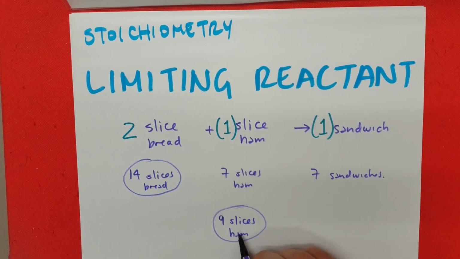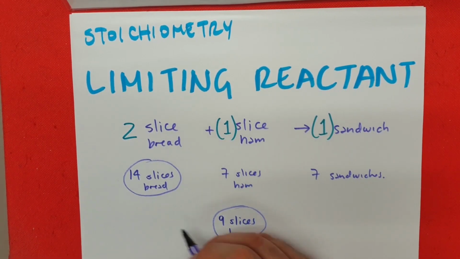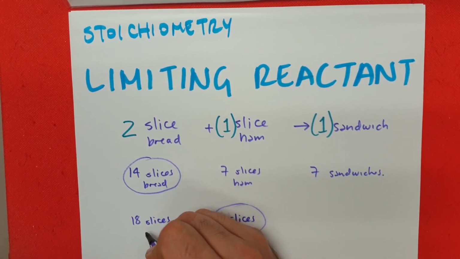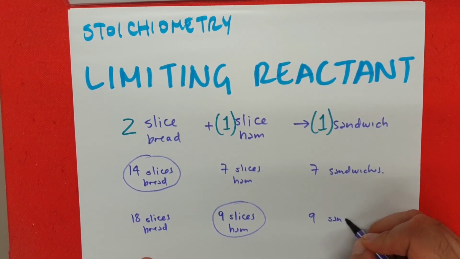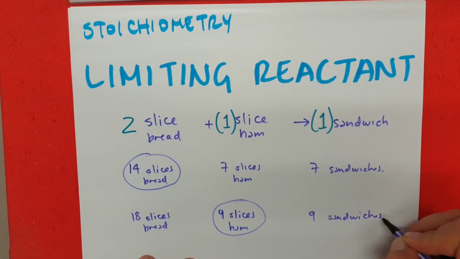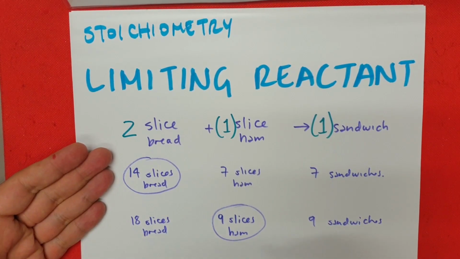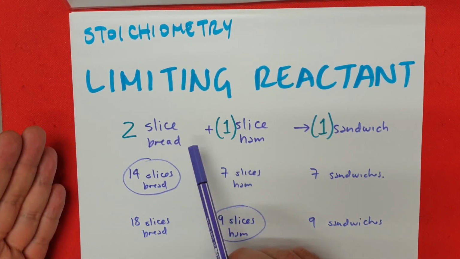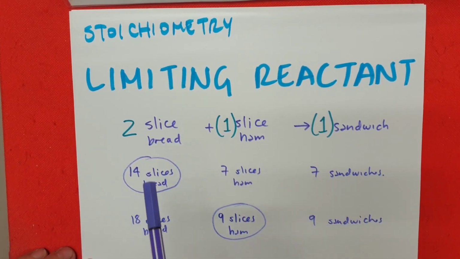However, I'm given 9 slices of ham. If I need to use all those slices of ham, I would need 18 slices of bread. And this would allow me to make 9 sandwiches. But just think about this in reality. This would not be possible. We can have the 14 slices of bread, we can have the 9 slices of ham, but if this is our formula where we're being asked to make a sandwich with 2 slices of bread and 1 slice of ham, it's either this one or this one.